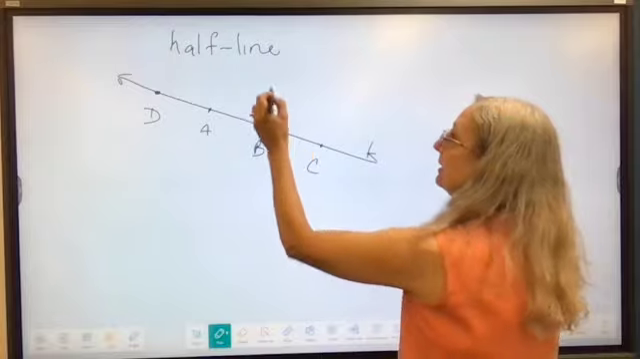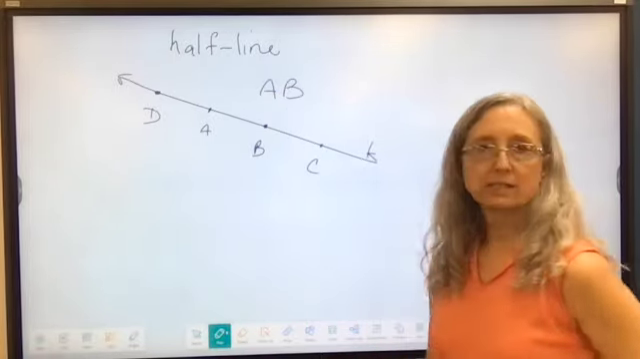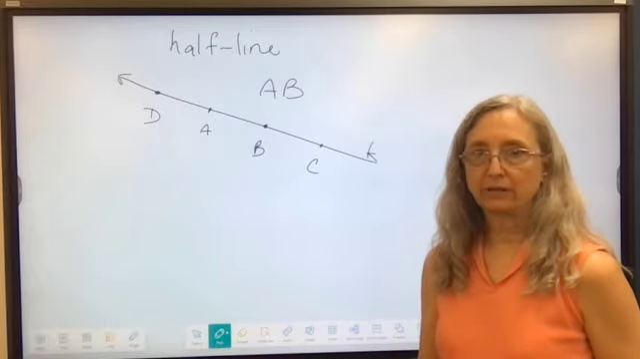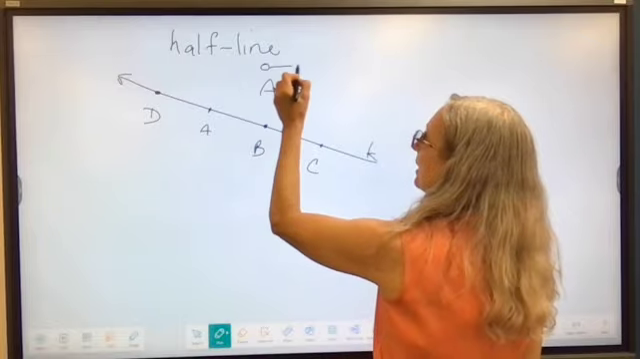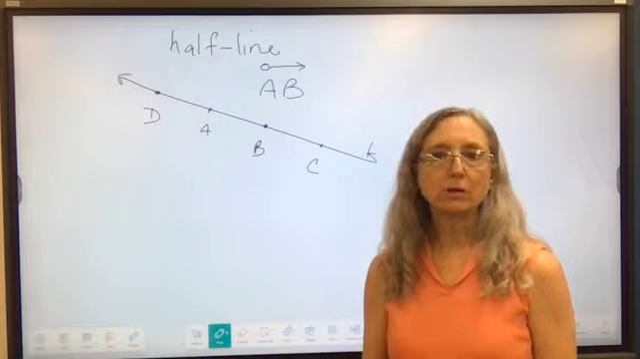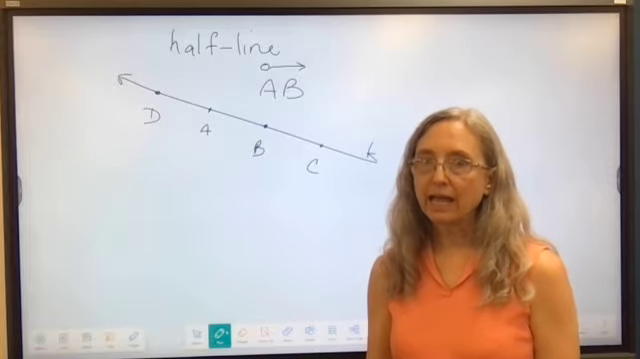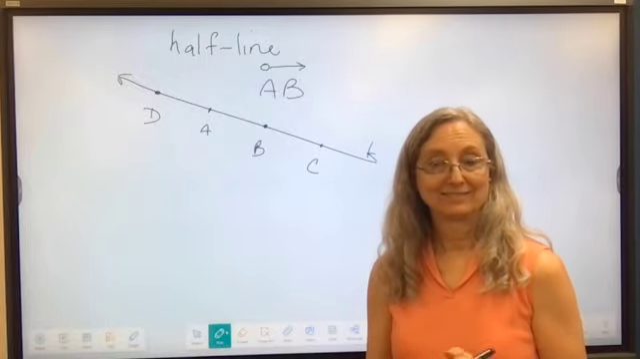I start at A and I go in the direction of B. I could make that second point a C if I wanted, it doesn't matter. And then I'm going to show that I start at A and then I do that half line there. Notice I did an open circle above the A because since it's a half line, I'm not including A.